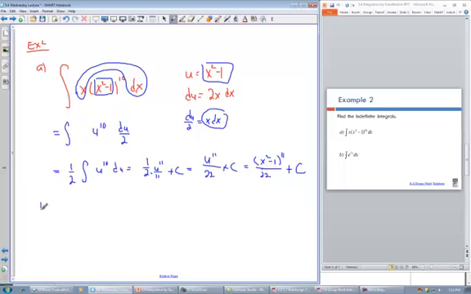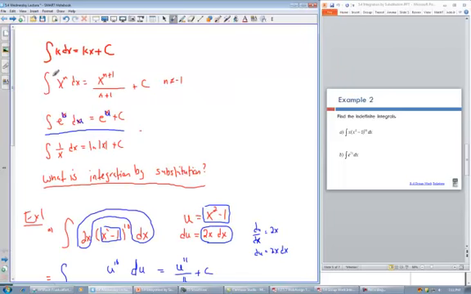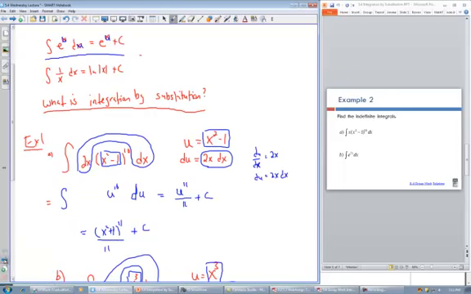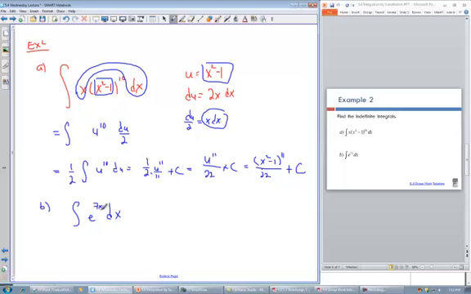On the next one, part B, I have the integral of e to the 7x dx. Now I look at this with fresh eyes. I say, okay, it's not one of my 4 types, one of my 4 types being a constant, a power, just e to the x, or 1 over x. So there's not much I can do with it as it is now.